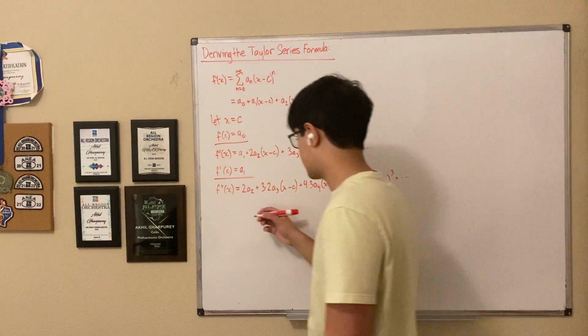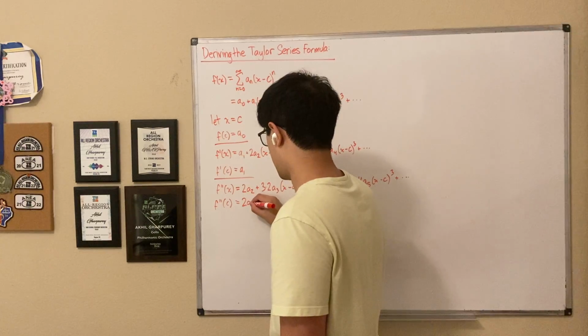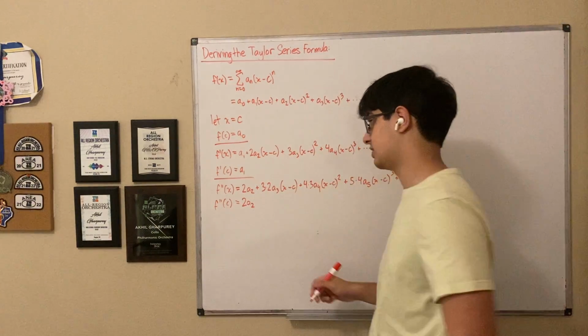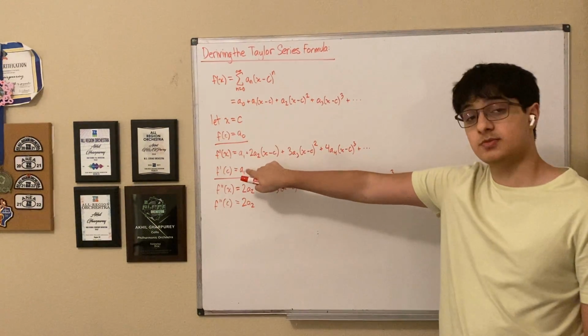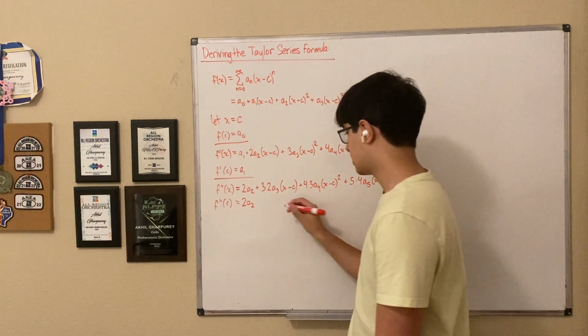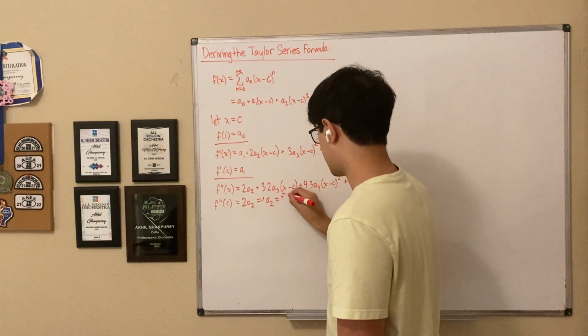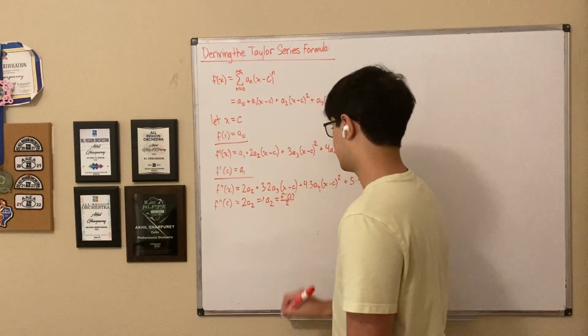And again, we're going to let x equal c. So f double prime of c is equal to 2a sub 2. And notice something here. Unlike a sub 0 and a sub 1, this a sub 2 has a number in front of it. So to accommodate for this, we're going to say that a sub 2 is just f double prime of c divided by 2.